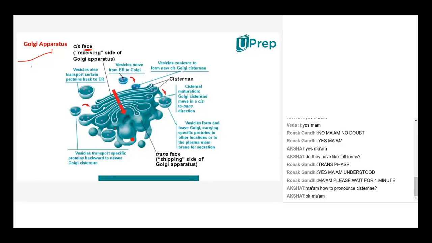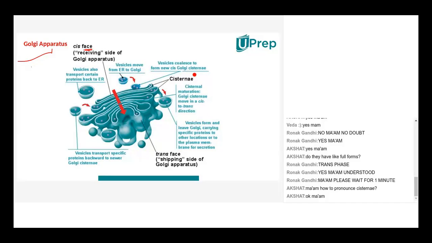Now here, the vesicles move from endoplasmic reticulum to Golgi. Vesicles are with proteins. They are produced in the endoplasmic reticulum, which is in continuation with the Golgi. Here you will find the endoplasmic reticulum. From the endoplasmic reticulum, the produced proteins in the form of vesicles will come and get into the cis phase or the receiving side of the Golgi apparatus or the Golgi body.